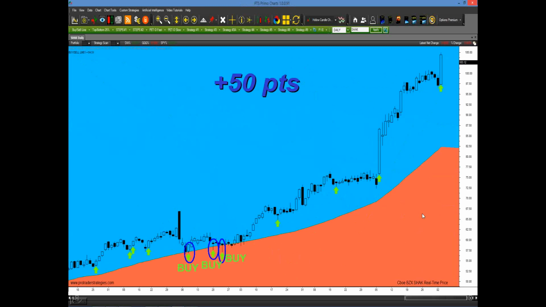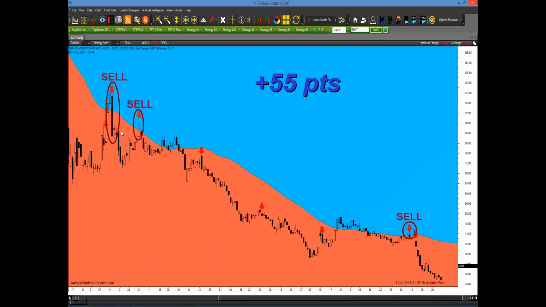Looking at a longer term in SHAK, 50 points potentially you could have captured by only taking the signals that were closest to or touching the fluid buy sell line. There were a lot of other signals generated, and they were all profitable, but this filters out all of these. If you just want to take these high probability ones, wait for the signal to be touching or close to the fluid buy sell line.